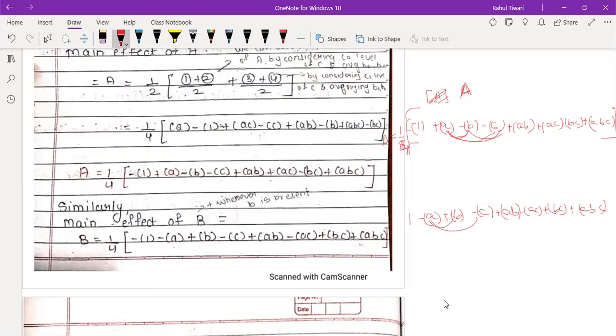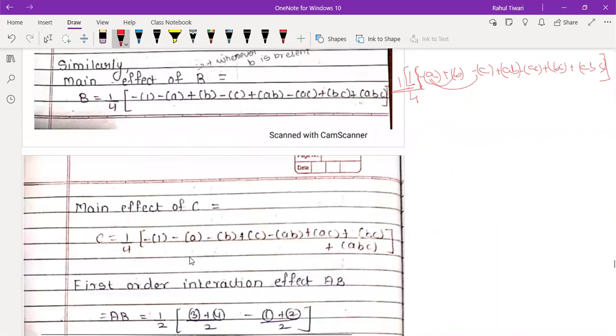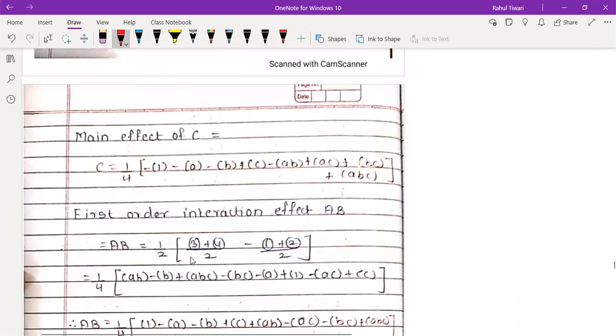Okay. So again, you have to divide by 4 because there are 4 minuses, so this divisor depends on how many plus signs you have, or you can call it how many minus signs, because we have an equal number of plus and minus. Sorry, I forgot to write 1. So 1 will be included, and it will be 1 by 4. So this is the way one can get the main effect for A. Similarly, one can get the main effect for C also. Just go through it. In case you have any questions, you can ask me.